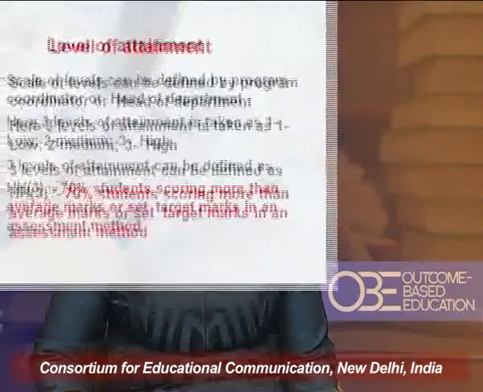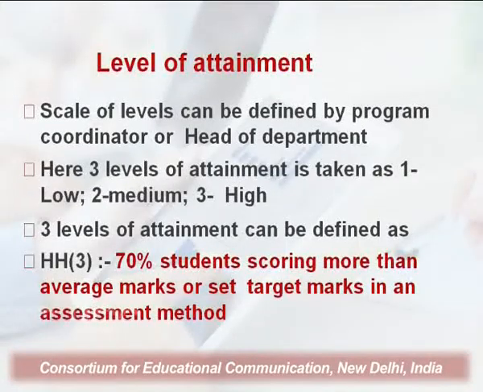So, we see 1 to 1 attainment and we give the grading of 3 to 1. Accordingly, we know whether the attainment level is high, moderate, medium or low, or no correlation between them. Now, this level of attainment is very, very important. The scale of levels can be defined by the program coordinator or the head of the department.